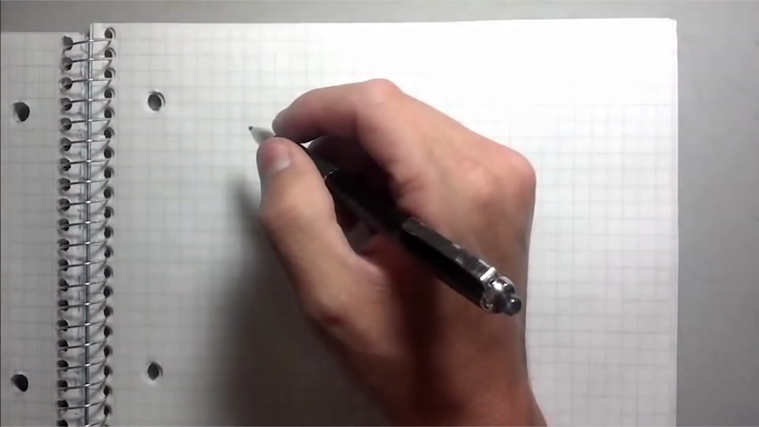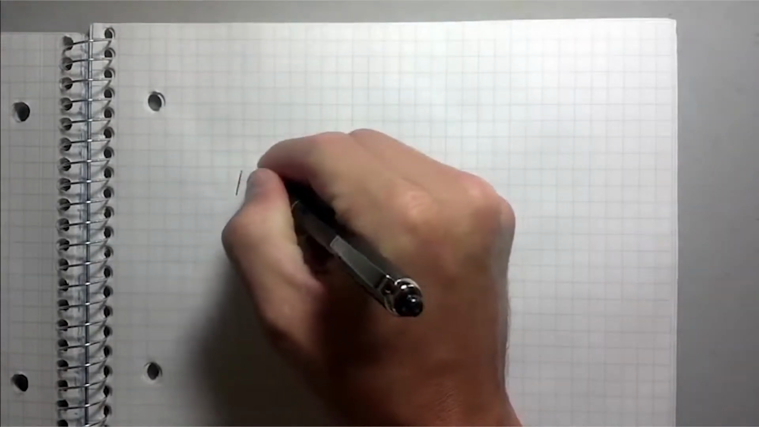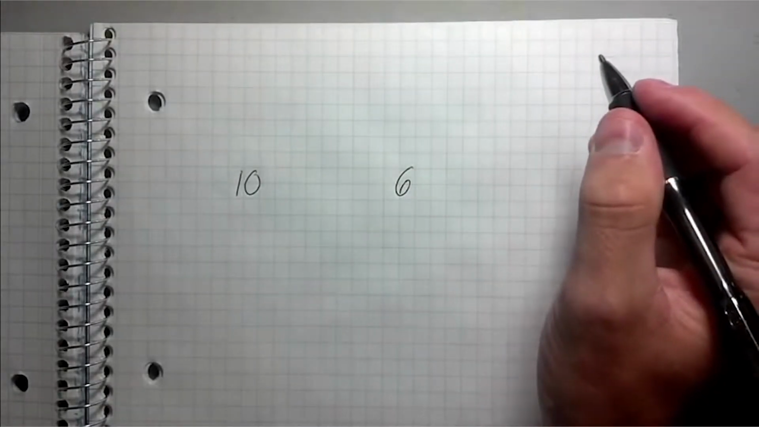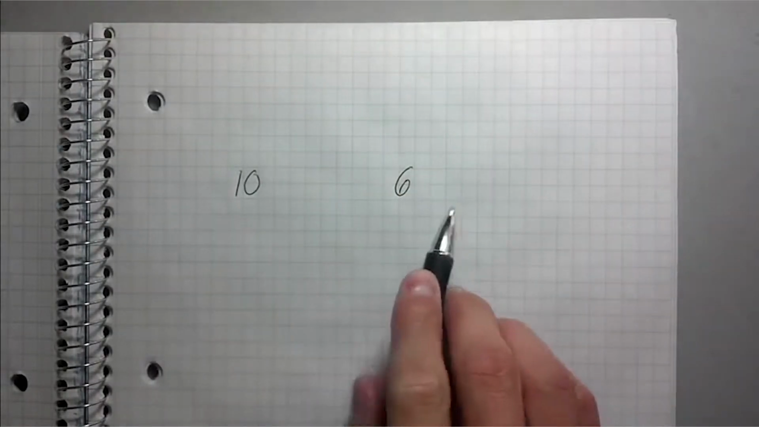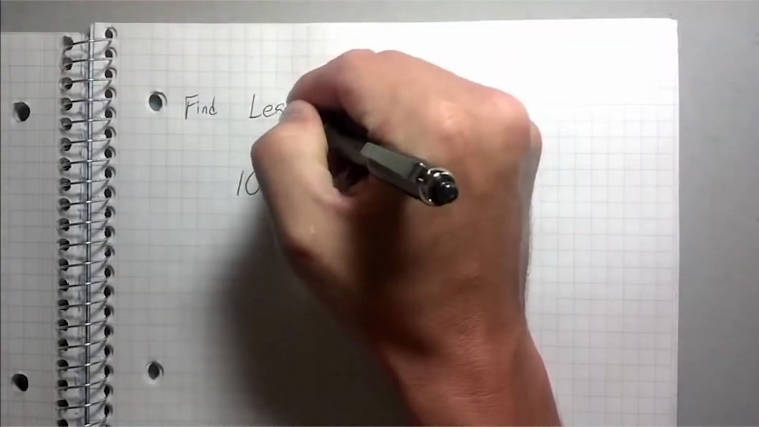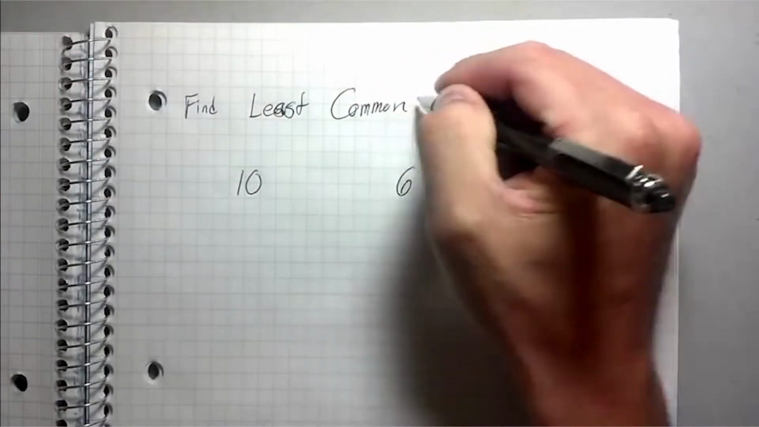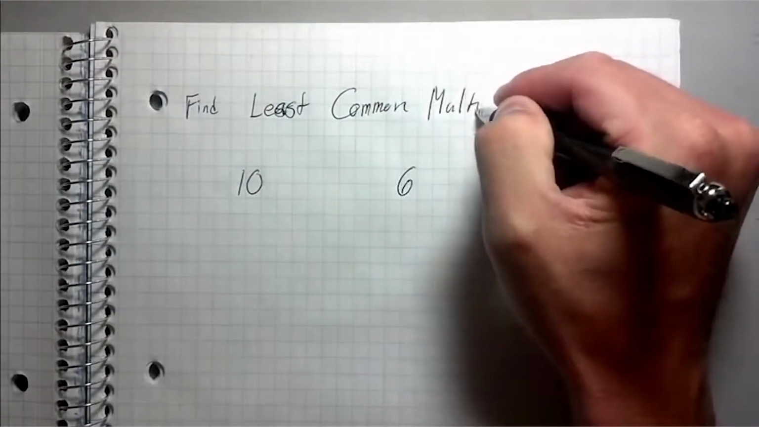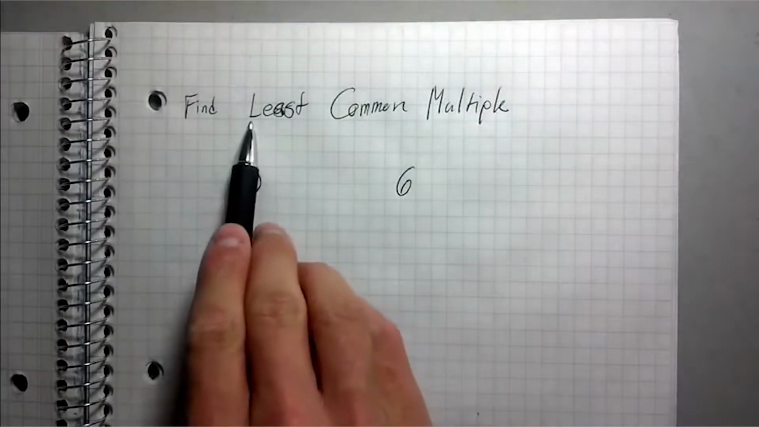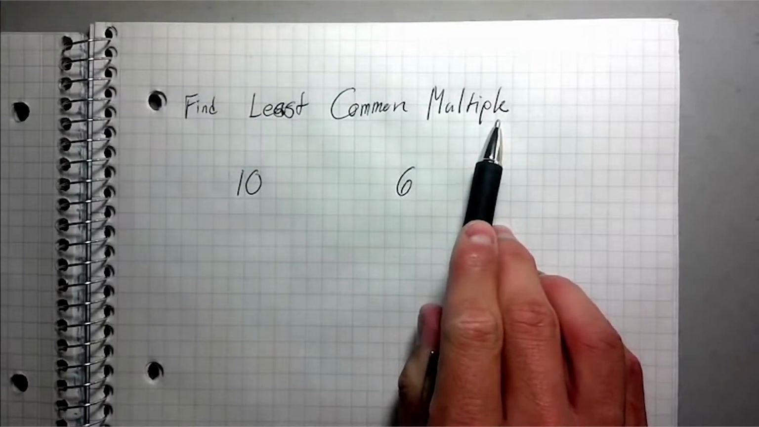So let's say we were given 10 and 6. All right, 10's our first number, 6 is our second number. Now we want to find the least common multiple. So this is our problem. Find the least common multiple. So let's begin by thinking about what these words mean within the context of math, right?